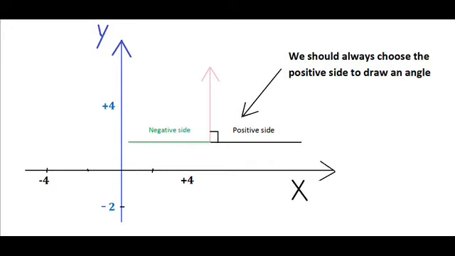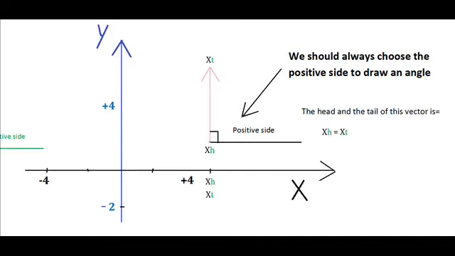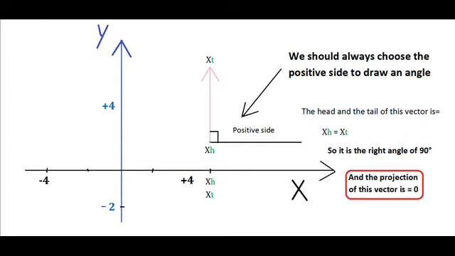And you can see here that the positive side is on the right, and this angle is a straight angle of 90 degrees. The head and the tail of this vector are at the same place, so this vector doesn't have any length on the x-axis because it's straight. So the projection of this vector will be 0.